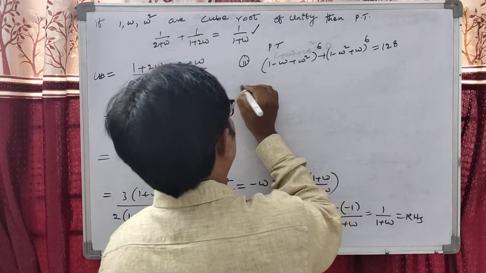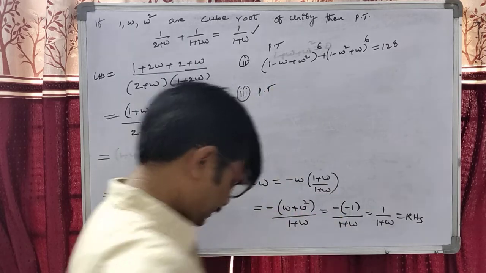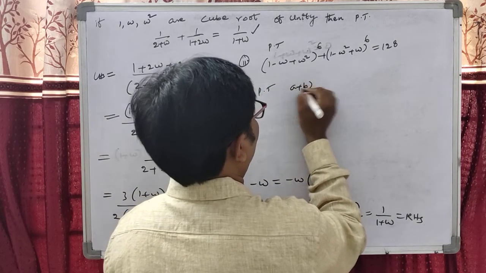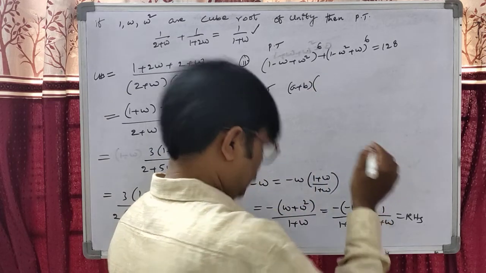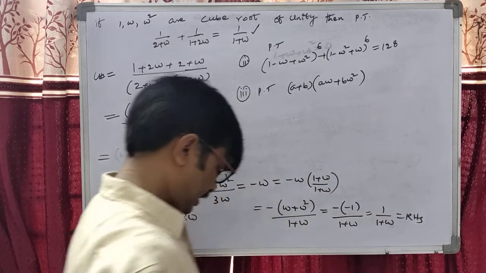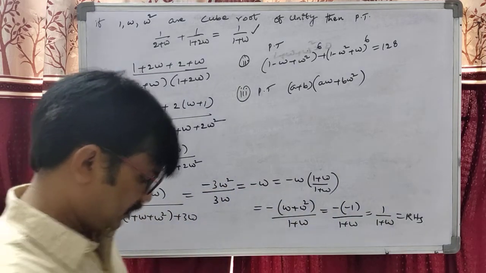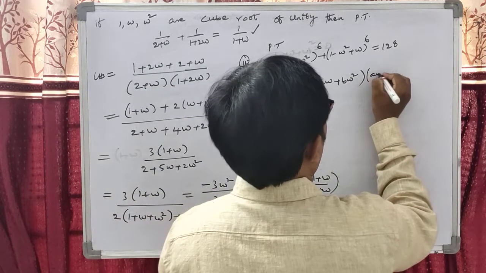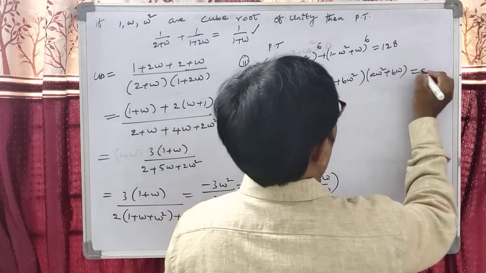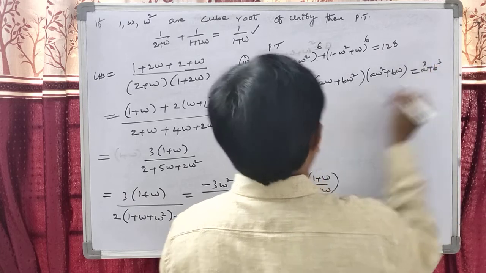After that, students, the third one: prove that (a + b)(a + bω)(a + bω²)... (a + b)(aω + bω²)(aω² + bω) = a³ + b³.